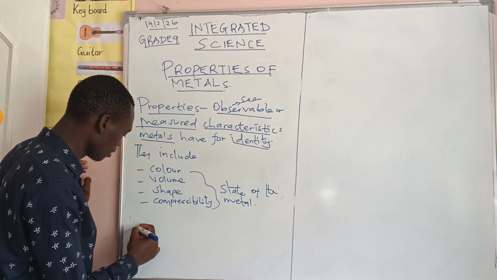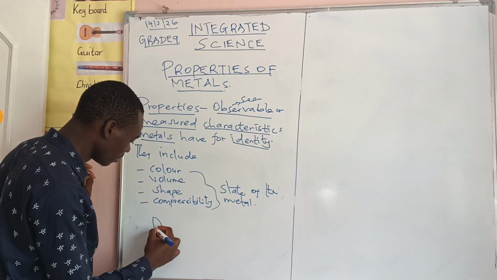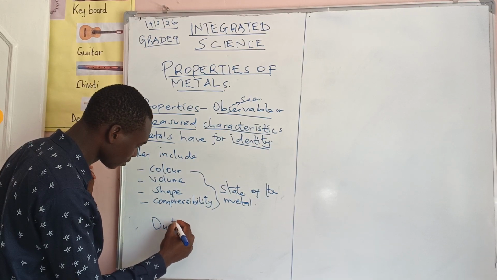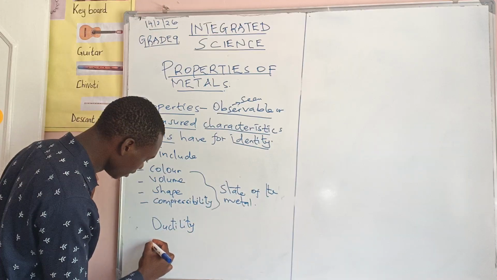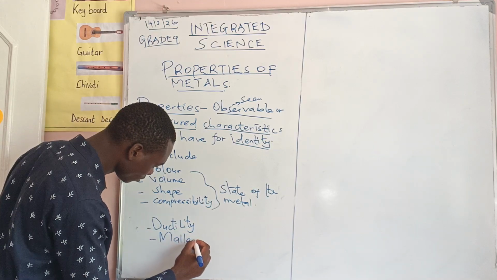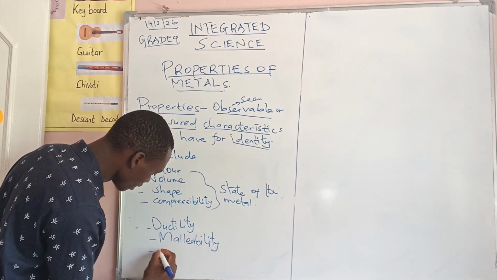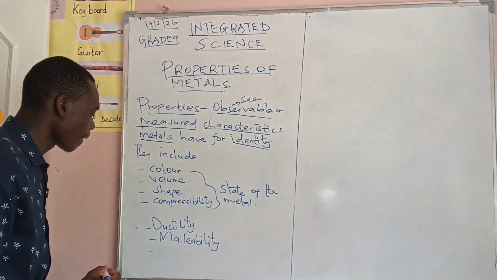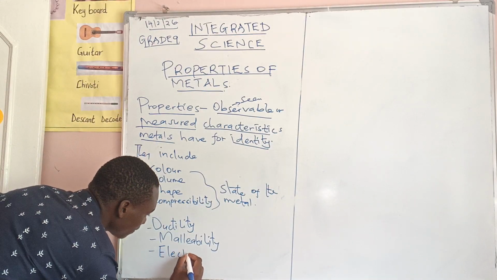Number 2, we're going to discuss ductility as another example. We have ductility, another physical property. Another one is malleability. Another one is electrical conductivity.